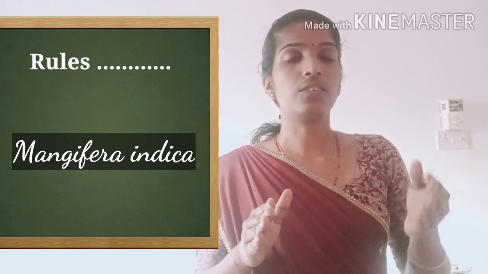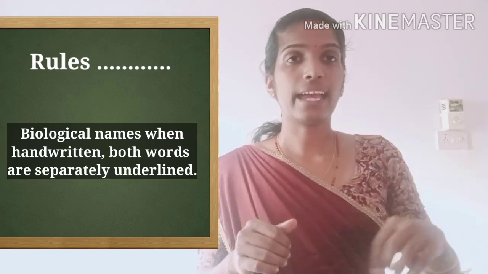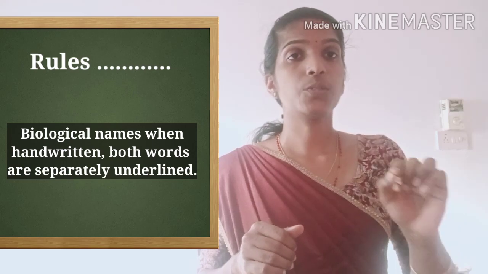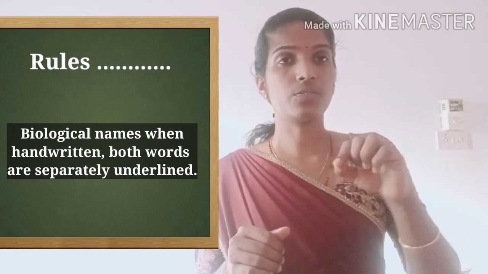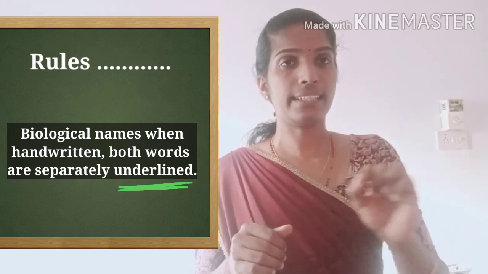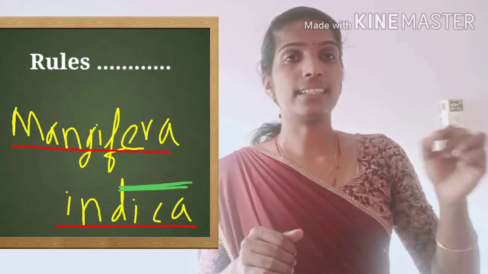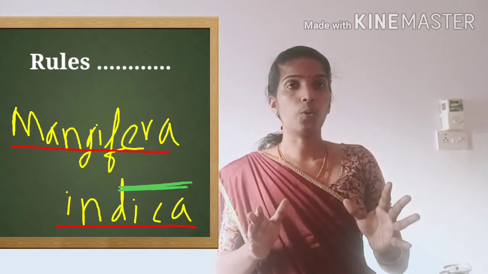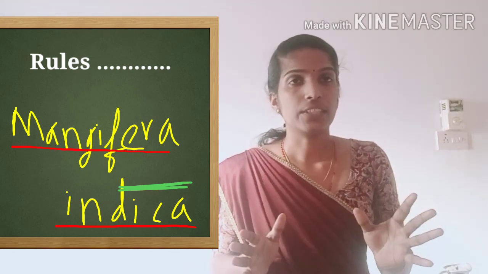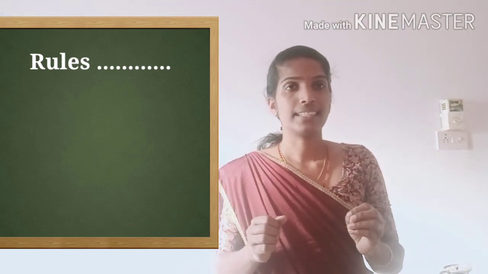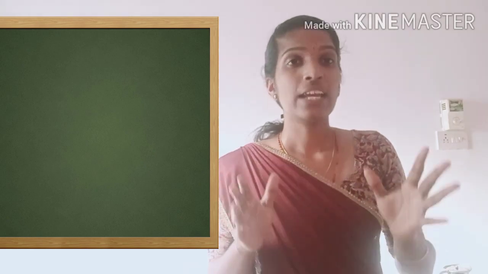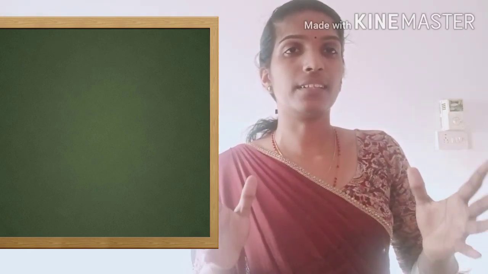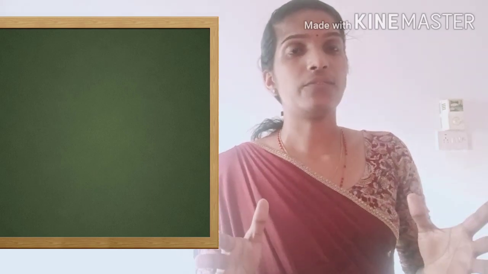And another rule is, when we handwrite the scientific name, you should underline each word. First you write the genus name Mangifera, then underline, then indica, the species name, underline. These are the rules you should follow while writing a scientific name. Yes, you get an idea about what binomial nomenclature is and the rules to follow while writing scientific names.